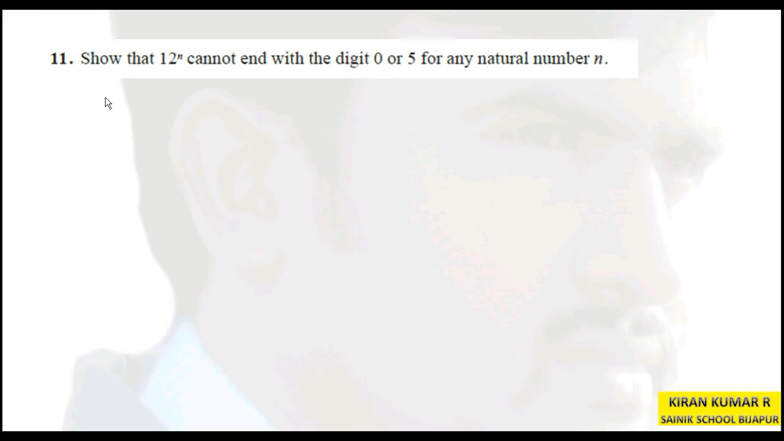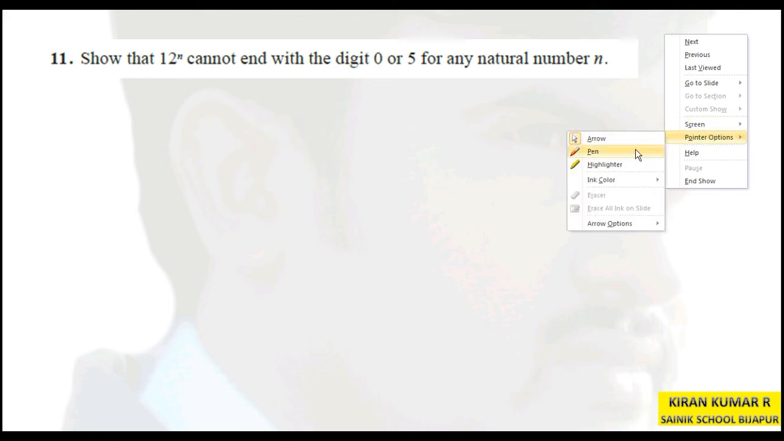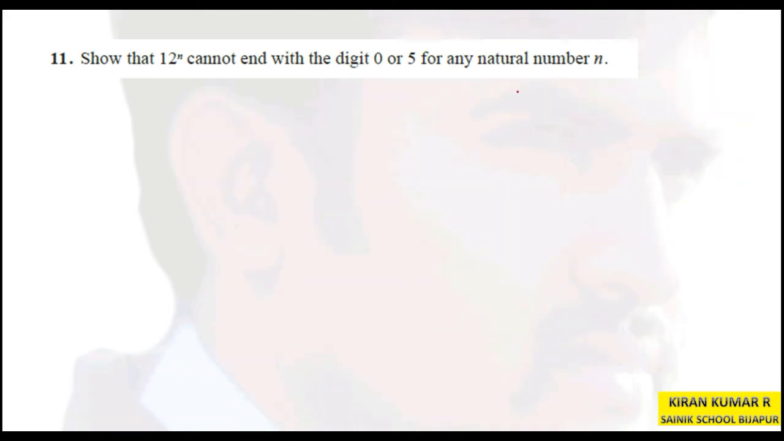Next question. Show that 12 raised to the power n cannot end with the digit 0 or 5 for any natural number n. Look at this 12 raised to the power n. If I express this as a product of primes, it is 2 square multiplied by 3 raised to the power n. It is like 2 raised to the power 2n and 3 raised to the power n.